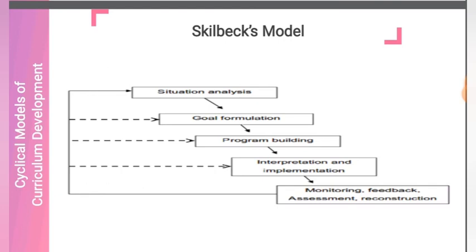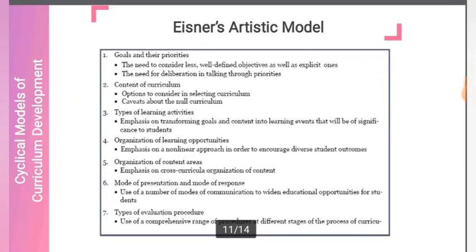The Skilbeck model includes a situational analysis that involves gathering data from school, society, and learners. The result of the situational analysis provides a strong basis for making curricular decisions for all the succeeding phases of the curriculum development. Then we have Eisner's artistic model.